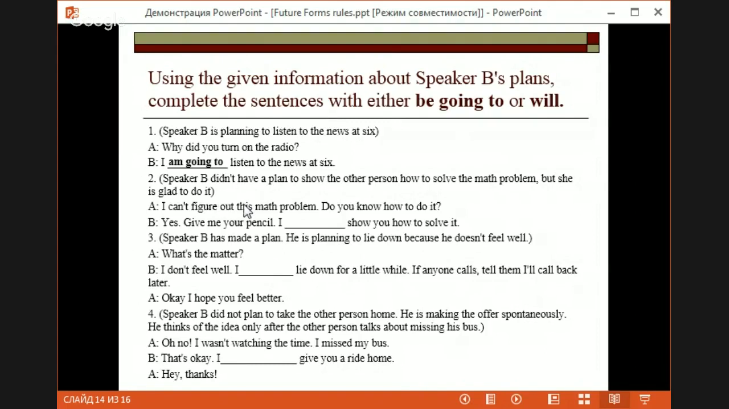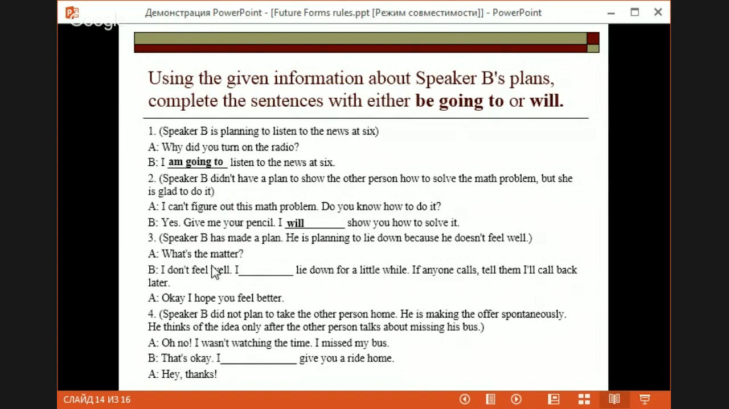The second, speaker B didn't have a plan to show the other people how to solve the math problem, but she is glad to do it. I can't figure out this math problem. Do you know how to do it? Yes, give me a pencil, and you can see it's a spontaneous decision. I will show you how to solve it.